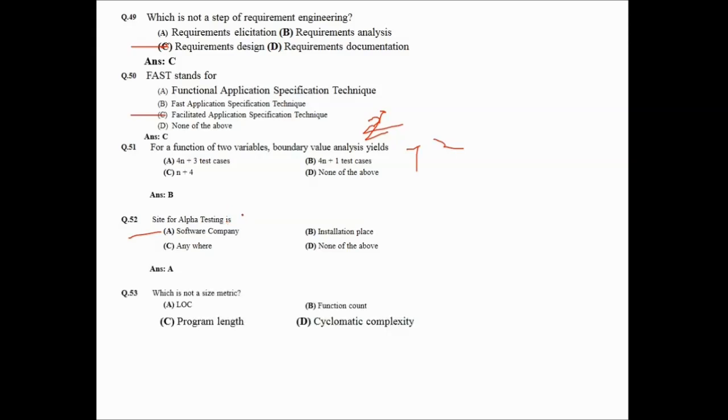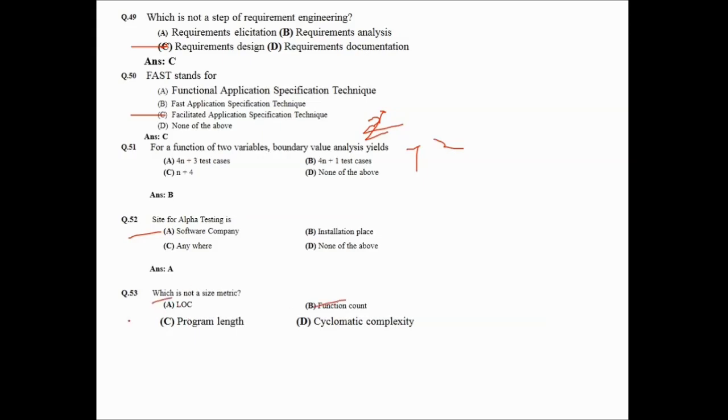For a function of two variables, boundary value analysis, what is it going to yield? Two variables. It will be 4n plus 1. Okay, 4n plus 1, because two variables, so 2 into 2 plus 1, the center one. So the site of alpha testing is, which is the site of alpha testing? Of course, it is the software company itself, because beta testing takes place at the user side or customer side.